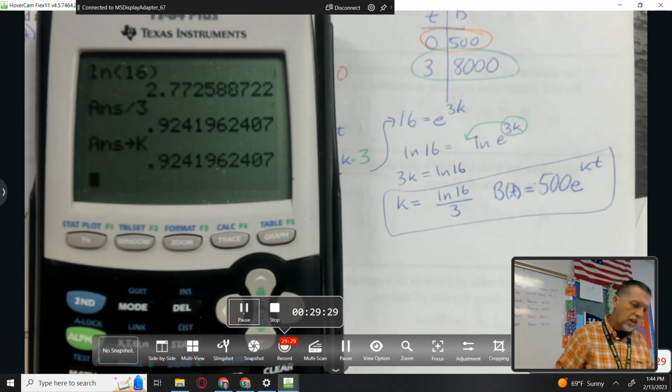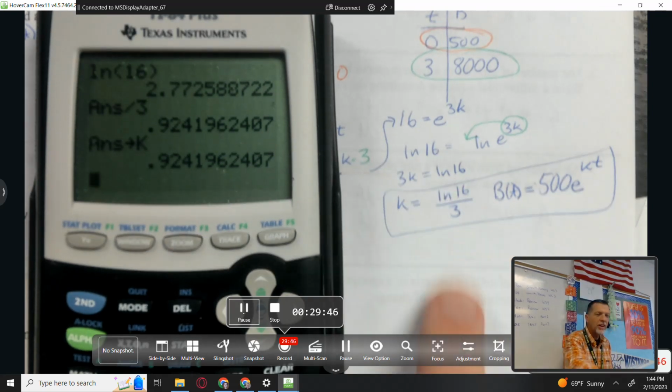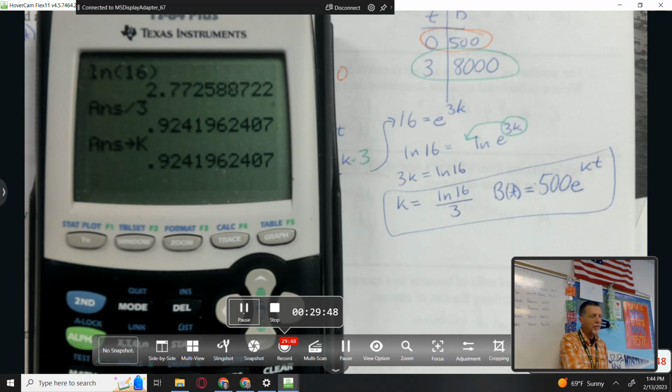That way I'm good with that from now on. I don't have to write out 0.924. I don't have to write natural log 16 over 3. I can just write K, and I've told the grader what K is, and I've got it in my calculator, so I'm just using K from here on out.